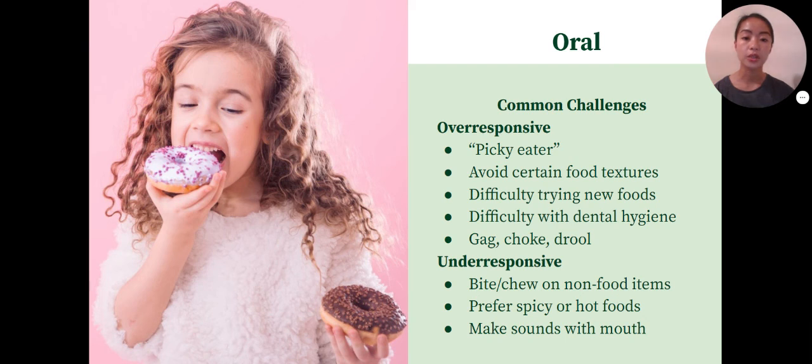Under-responsive kids can bite and chew on non-food items like clothing, hands, pencils, or toys. They might prefer spicy or hot foods or make sounds with their mouths, like humming, to receive more oral input.